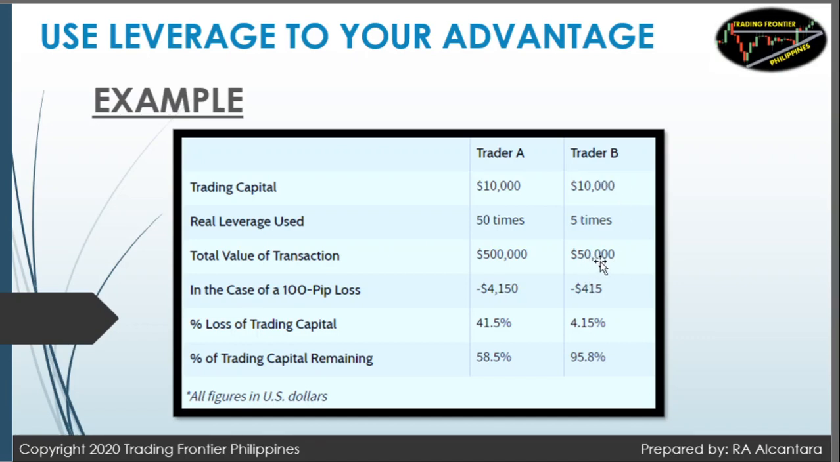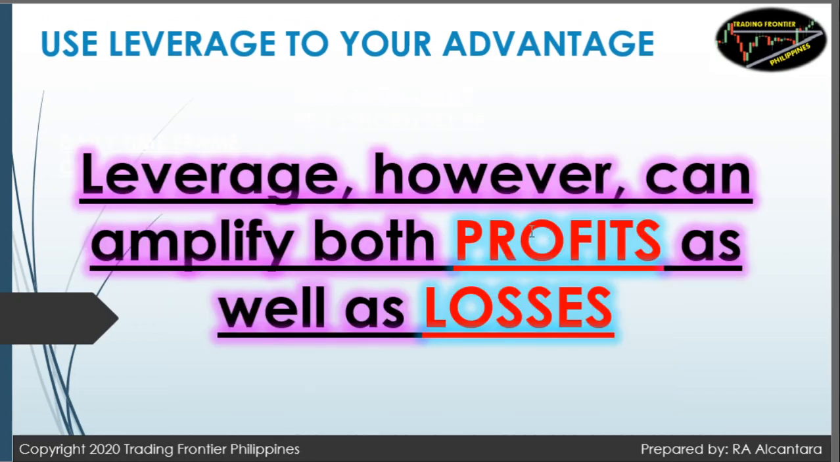When we relate that to a percentage value, that is for trader A already 41.5% of his or her trading capital. But for trader B, that is only 4.15% of his or her trading capital. So that's the meaning of a double-edged sword, or simply it means it can work in your favor or it can work against you in terms of profits and losses.